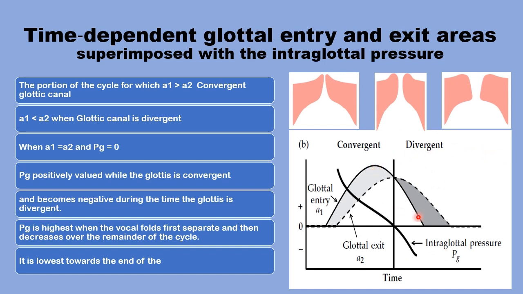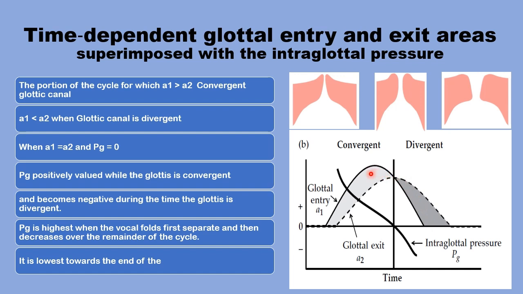This graph sums it all. It shows the asymmetry in the intraglottic pressure, represented here with this thick black line. It is positive in the opening phase of the glottic cycle, when the geometry of the glottic canal is convergent, like in here, and it is negative in the closing phase of the glottic cycle, when the geometry of the canal is divergent, as in here, and it is 0 when the glottic entry area is equal to the glottic exit area in here. As you can see, the glottic entry area is shown up here.